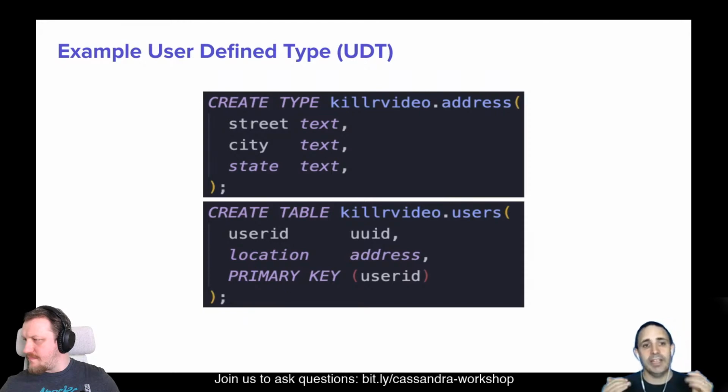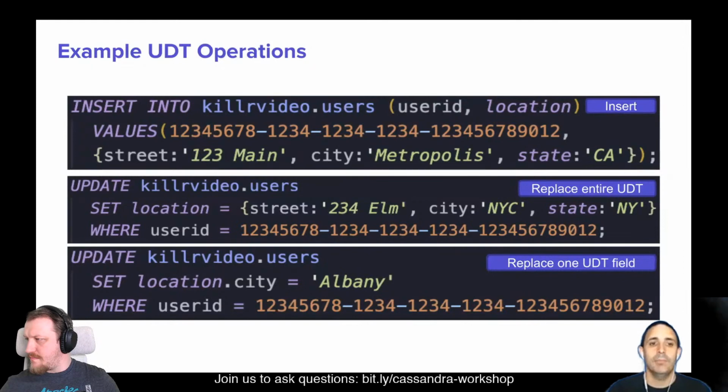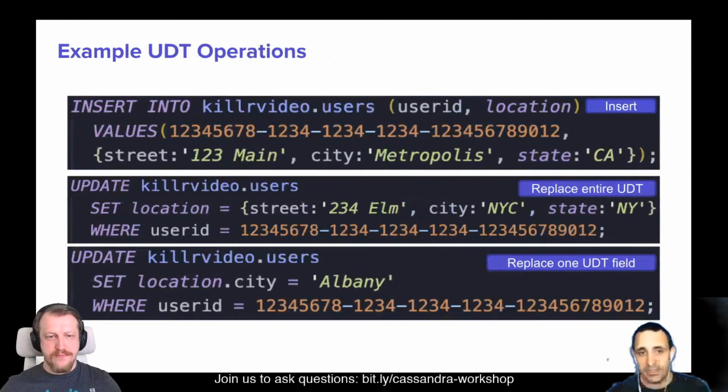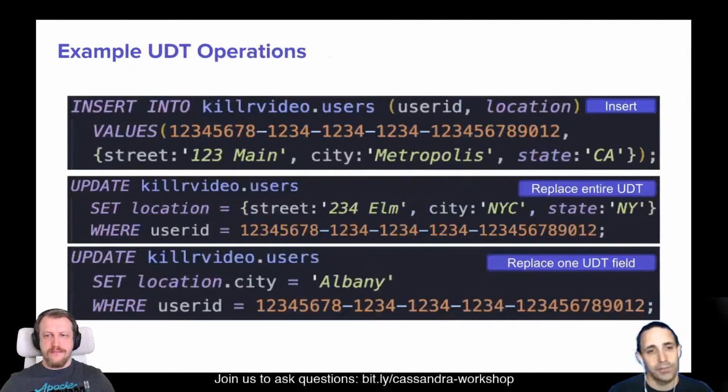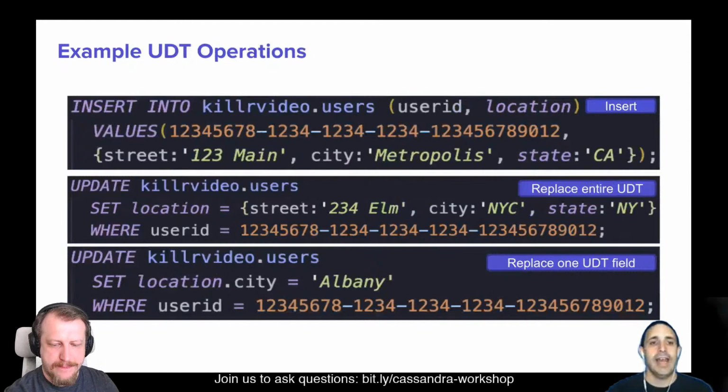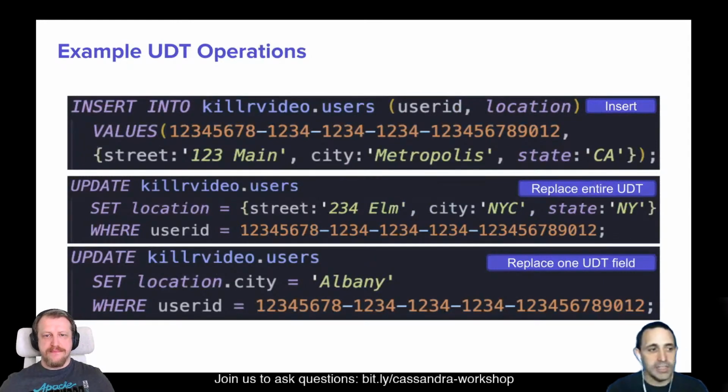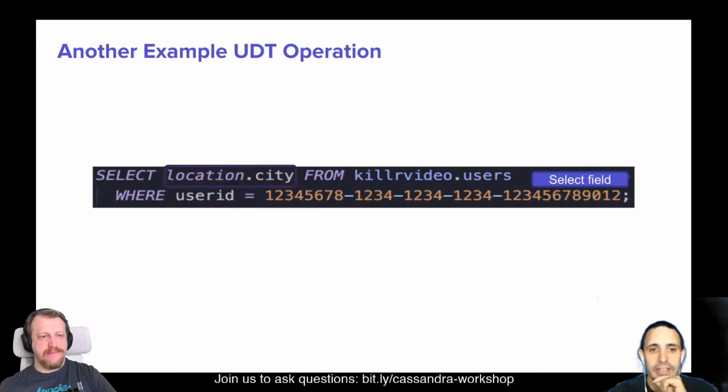So I can insert, update, or update one value yet again. But now the keys do not have quotes, because keys are real attributes of the UDT object. So street, city, state. And I can insert only a city. And I can also select only one portion, one subtype of my UDT like that. I can totally go select location.city.